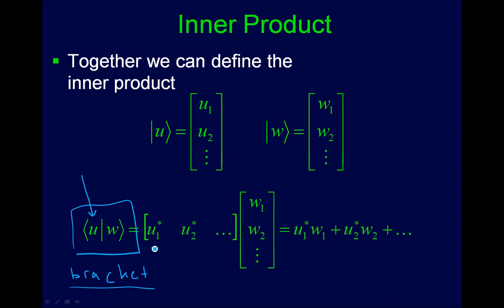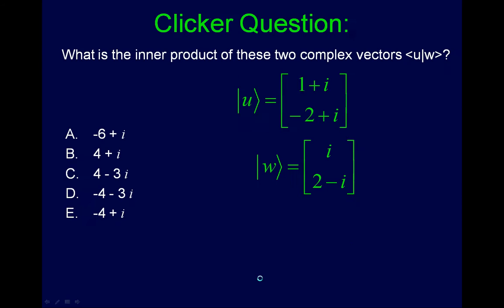It's basically taking this row vector times this column vector. And when you multiply them together, you'll find that this is very similar to the dot product we've used before with vectors. So let's try an example here. Here are 2 vectors, u and w, and I want you to calculate the inner product of these 2 vectors, the bracket of u w. So go ahead and think about this. Pause if you want to, and we'll discuss it in a little bit.